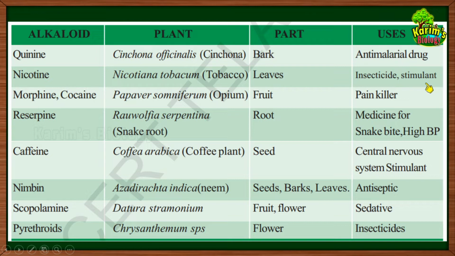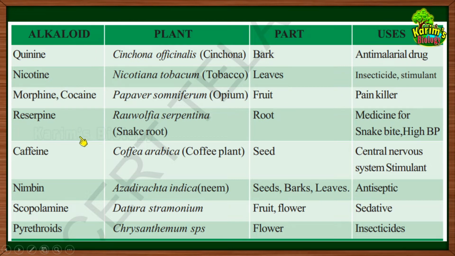Okay. Now come to the next one, morphine and cocaine. Morphine and cocaine are the alkaloids which are obtained from the opium plant. The scientific name of the opium plant is Papaver somniferum, and it is obtained from the fruit of the Papaver somniferum. And how is it useful to us? It is used as a painkiller. Okay, it is used as a painkiller for your body.